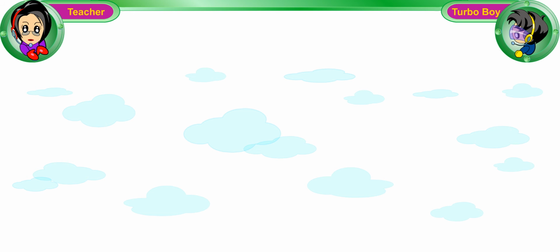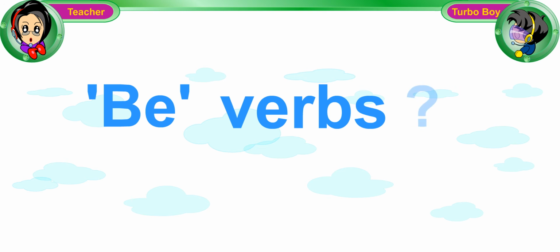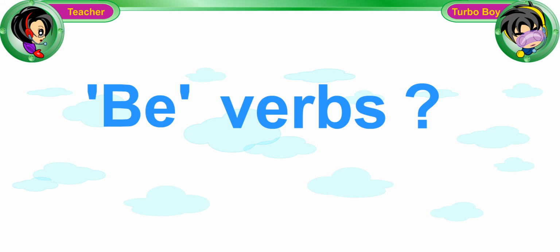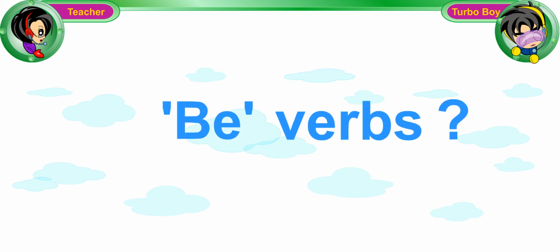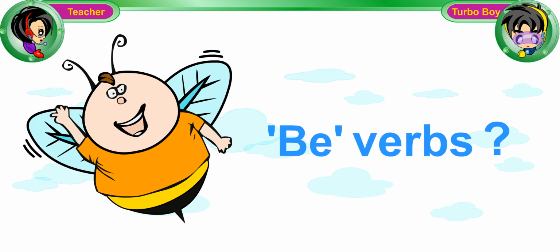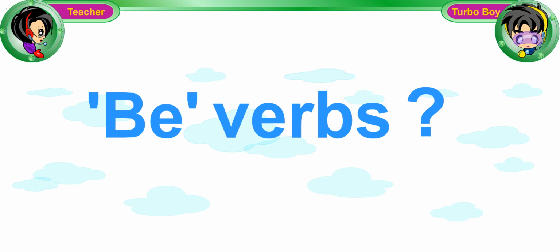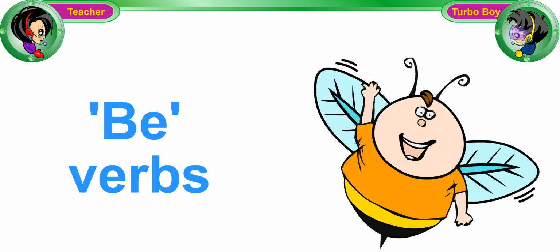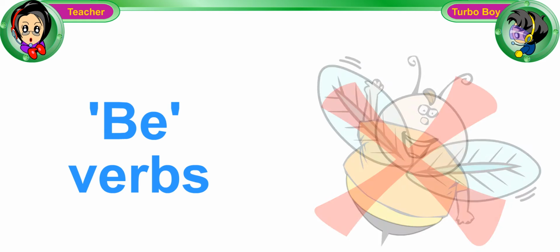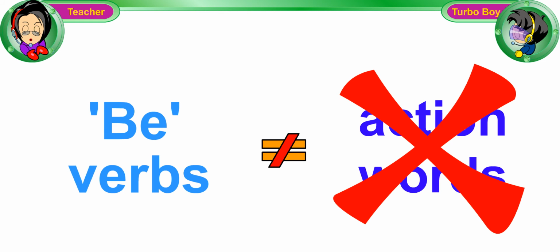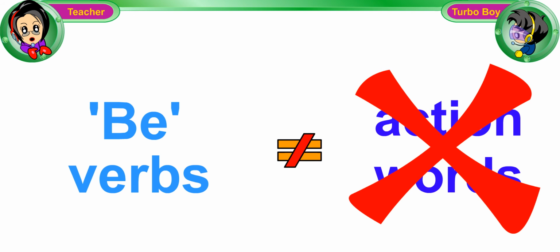Hi, for this lesson, we are going to learn about be verbs. Do you know what be verbs are? Let me see. Are they action words that we use to refer to bumblebees? Be verbs are not action words. They are a different type of verbs, and they do not describe people doing something.